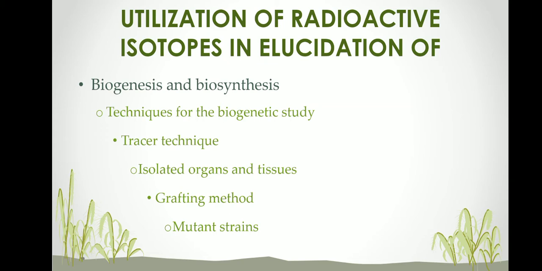And next one is mutant strain by mutation technique. That is, either by using physical mutagens or by using chemical mutagens, the productivity can be increased, and we can study about these biosynthetic pathways. That is mutant strain. So these are the various techniques used for the biogenetic studies: tracer technique, isolated organs and tissue, grafting method, and mutant strains. Based upon your syllabus, you have to give importance to tracer technique.